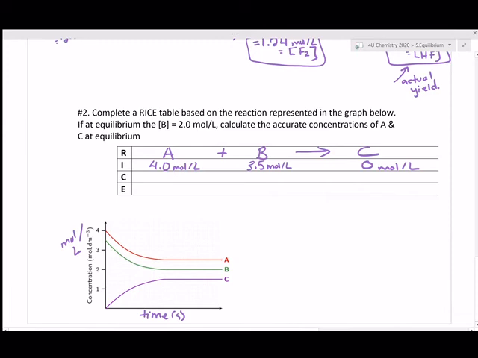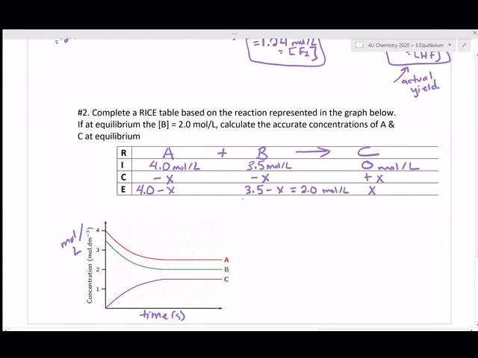Okay. So how much are things going to change by? Well, everything's 1, 1, 1. So we're going to have minus x, and plus x. So on the equilibrium line, we have 4 subtract x, 3.5 subtract x, and just x, 0 plus x. So the question says, if at equilibrium the concentration of B is 2 moles per liter, and if we look here, at equilibrium, you can kind of tell that's lined up with 2, but we're just saying it is 2. So here we've been told that this equals 2 moles per liter.